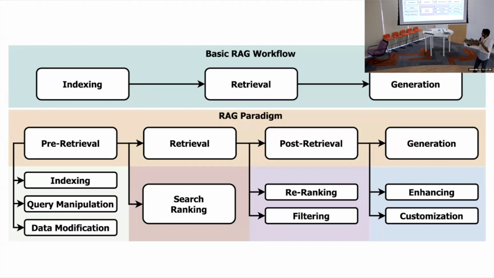One is the pre-retrieval stage. Pre-retrieval involves indexing, then comes query manipulation and data modification. Basically, pre-retrieval is the area which I mentioned as the first part in a RAG system. Before you are storing it into a vector database, what all things must you handle? That all comes under pre-retrieval. How are we going to index it? Index the chunks you have.